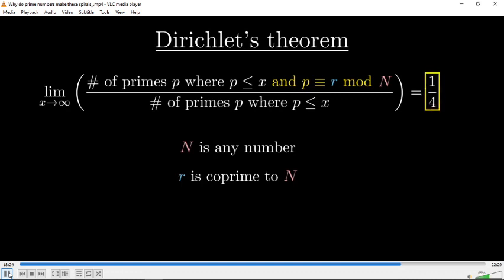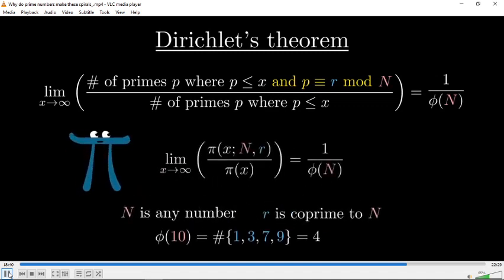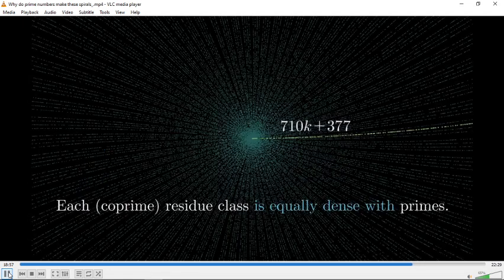Instead of approaching 1/4 as x goes to infinity, that proportion goes to 1 divided by phi of n, where phi is that special function I mentioned earlier that gives the number of possible residues coprime to n. And in case this is too clear for the reader, you might see it buried in more notation, where this denominator and the numerator are both written with a special prime counting function. The convention, rather confusingly, is to use the symbol pi for this function, even though it's totally unrelated to the number pi.